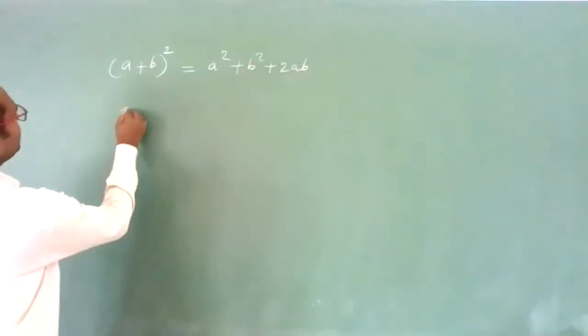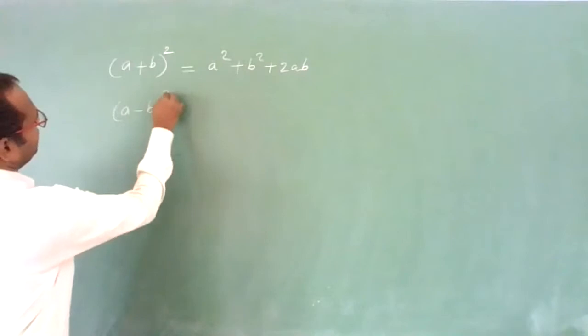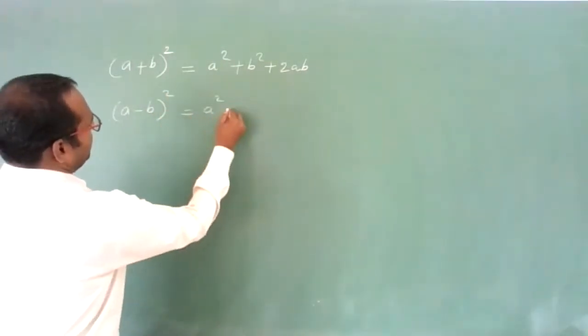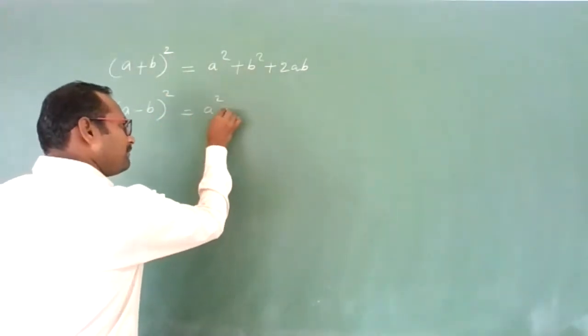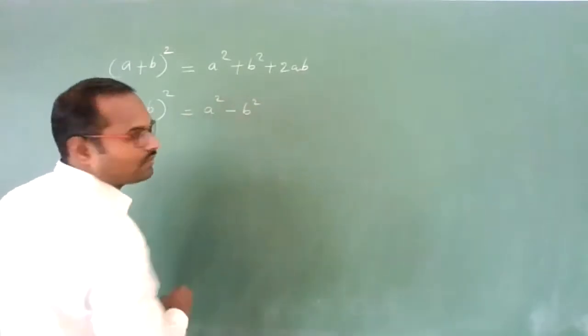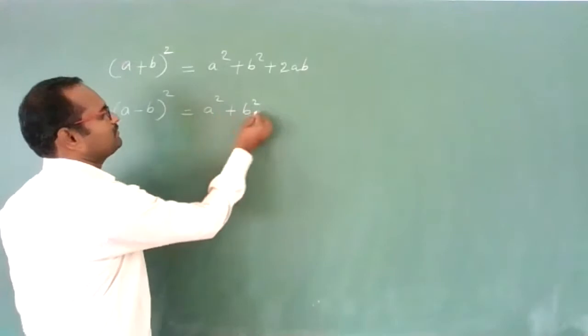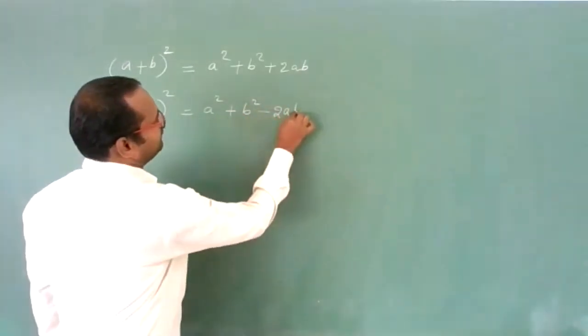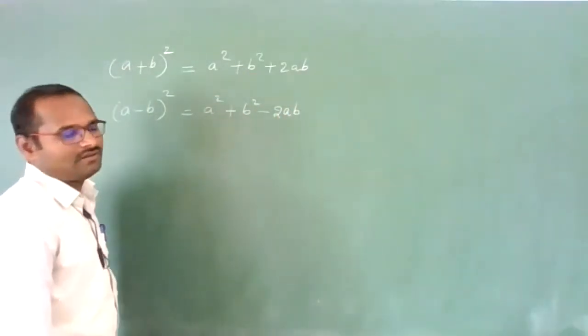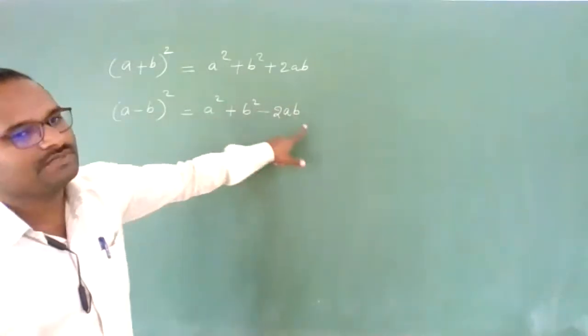One more thing, a minus b whole square. This is equal to a square minus b square. Sorry, a square plus b square minus 2ab. You can write this as a square minus 2ab plus b square also.